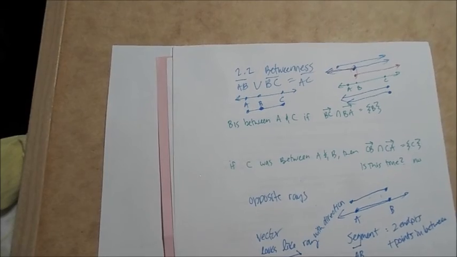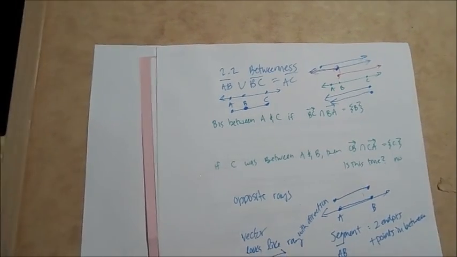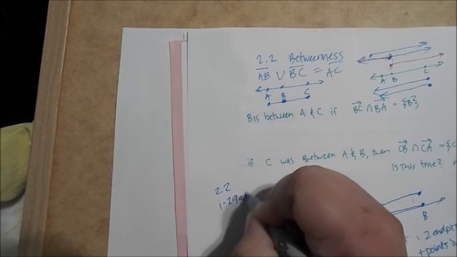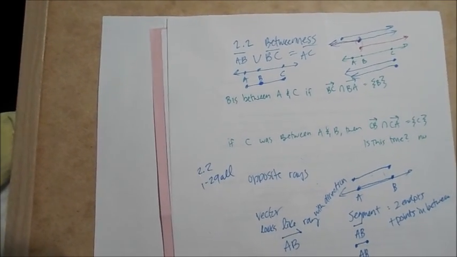So for 2.2, let's go with 1 through 29 all. And that's your assignment.